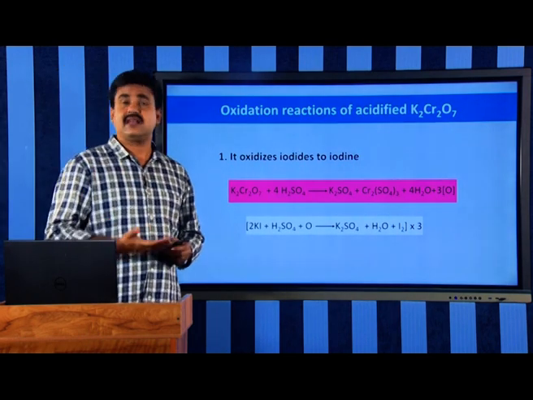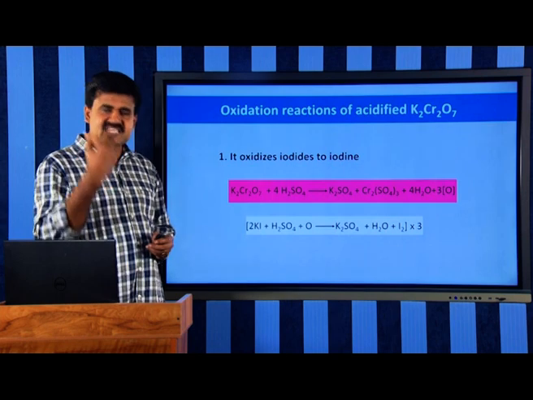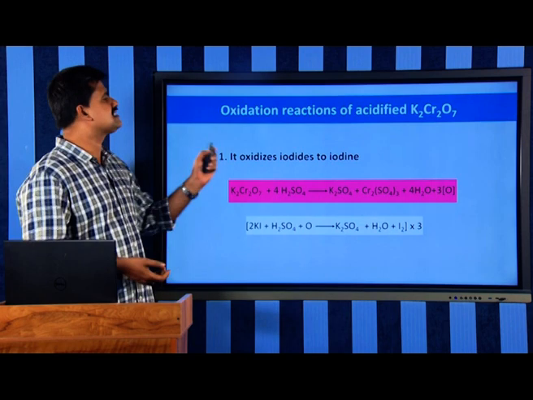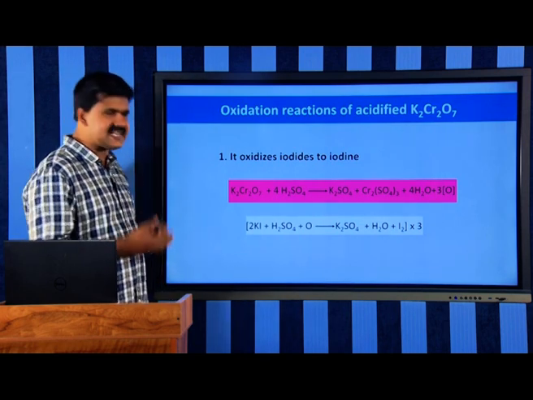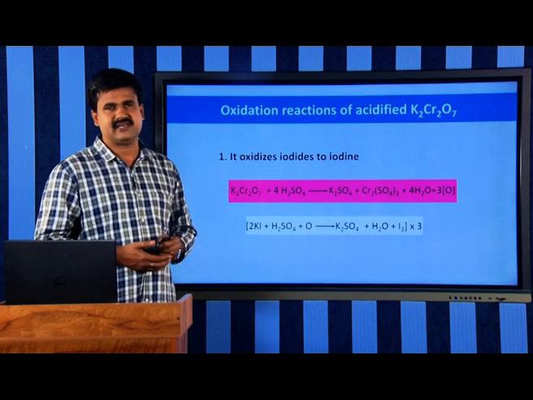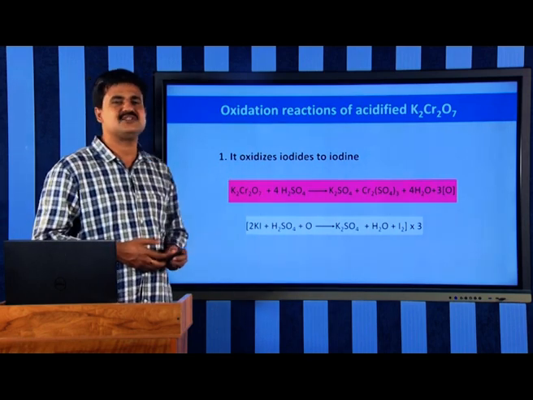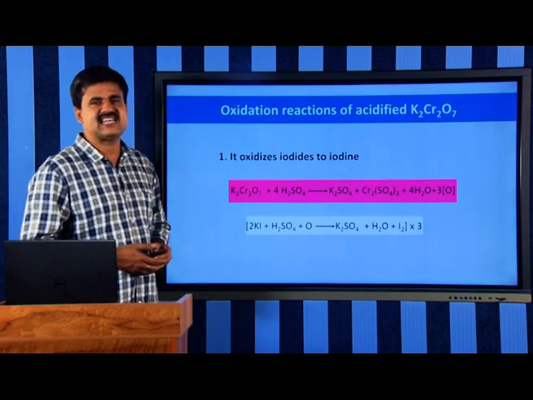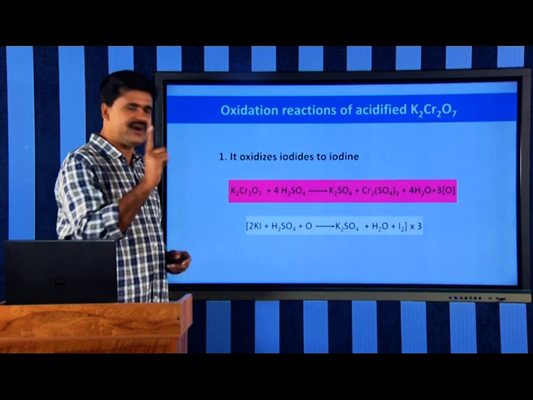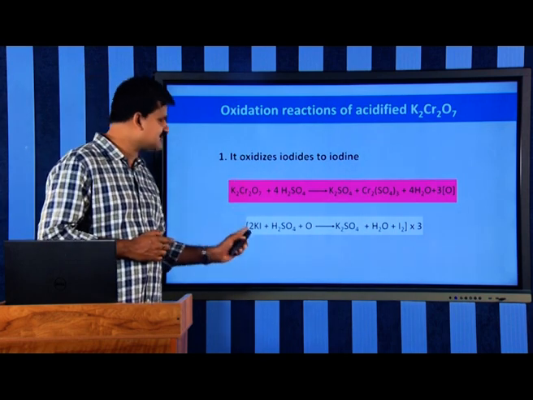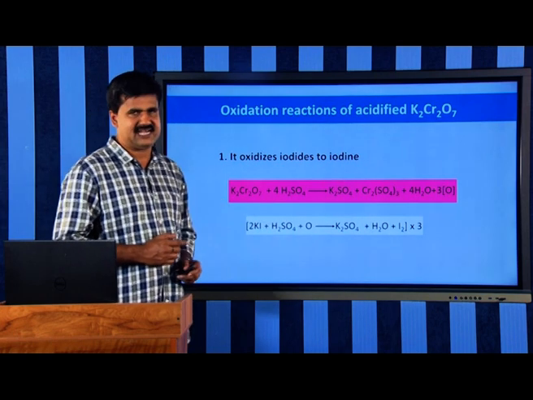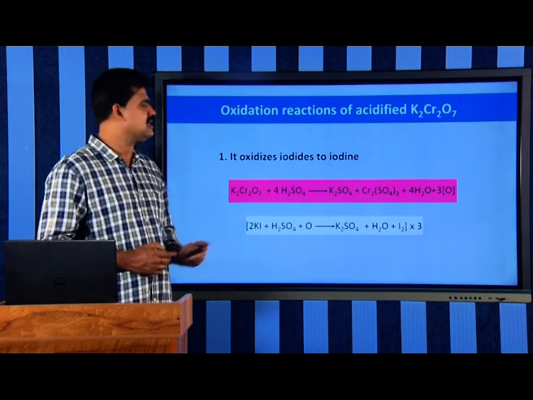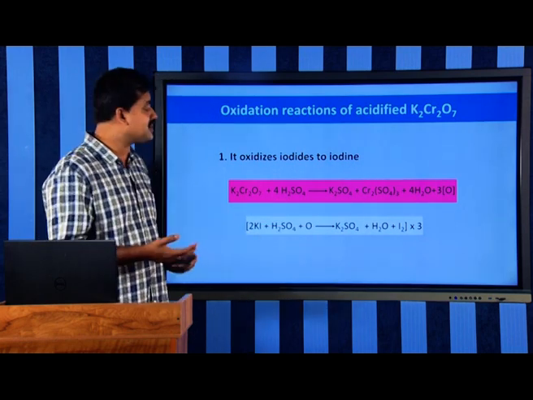There are several oxidation reactions that can be performed by using acidified potassium dichromate. For instance, acidified potassium dichromate oxidizes iodides to iodine. Simply, potassium iodide can be oxidized to iodine. This is the basic reaction where oxygen is released as nascent oxygen. By utilizing that oxygen, potassium iodide can be oxidized to iodine. So, 2KI plus H2SO4 plus 1 nascent oxygen, we will get K2SO4 plus water plus iodine.